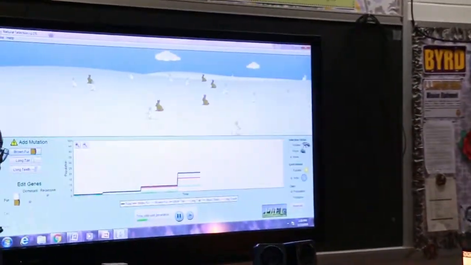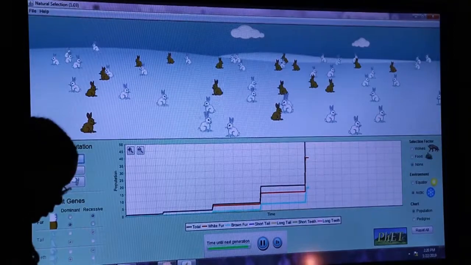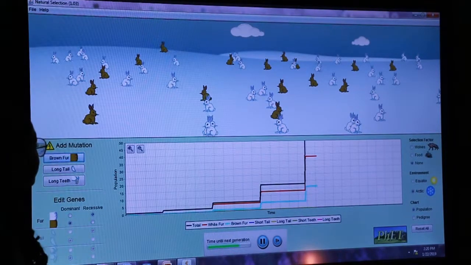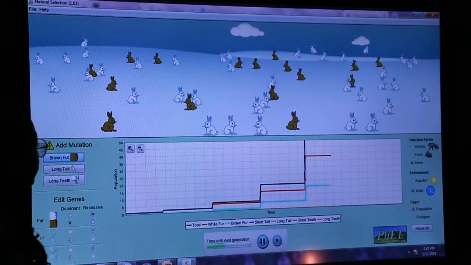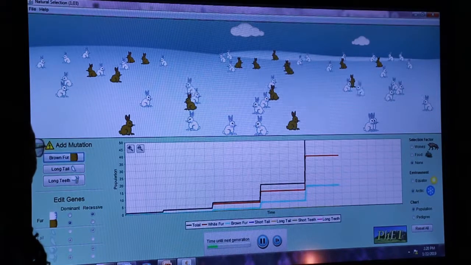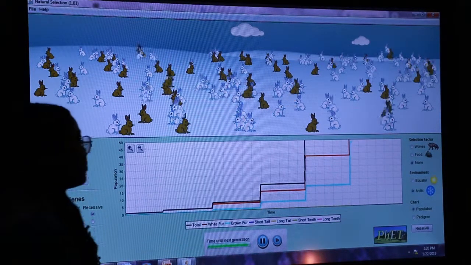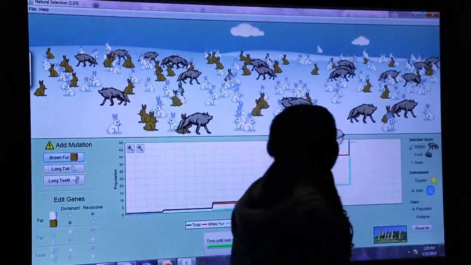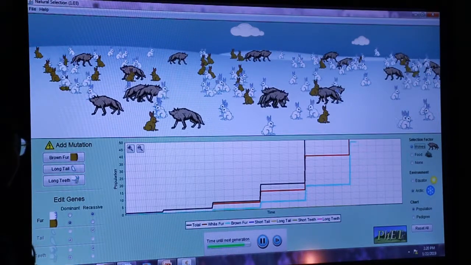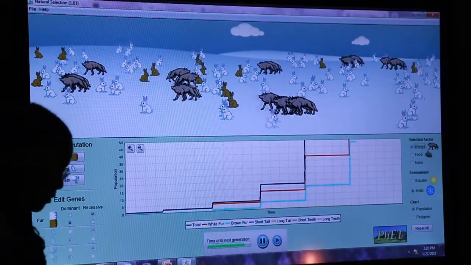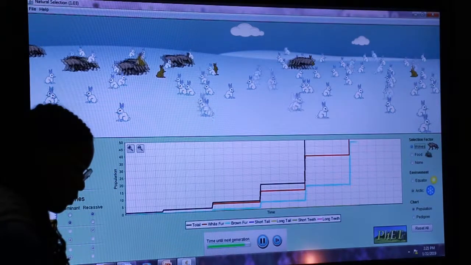What is our selection factor for this run going to be? Wolves. So we're going to wait until they are overpopulated, and then we're going to add in the wolves, correct? We'll let them reproduce one more time, and then we'll introduce the wolves. Again, watch the behavior of the wolves. Make a note of who the wolves are eating, okay? The brown ones, see? They think they see the brown ones. Okay, and write down your observations.